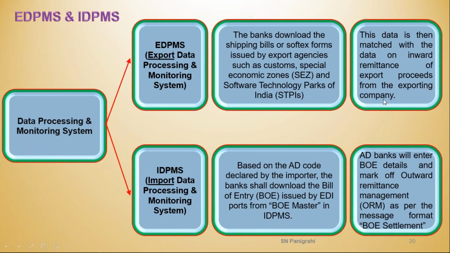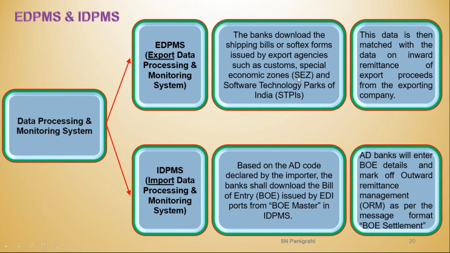This data is then matched with the data on inward remittances of export proceeds of the exporting company. Whatever realization you received in foreign currency, or whatever currency is permitted, will be tallied with what you exported, either goods or services. Both have to match. That is very important here. What they received from the customs data and the bank realization from your account, both have to be matched.